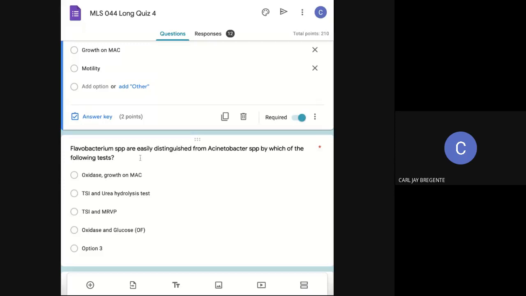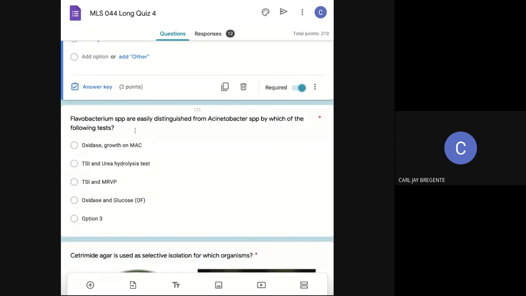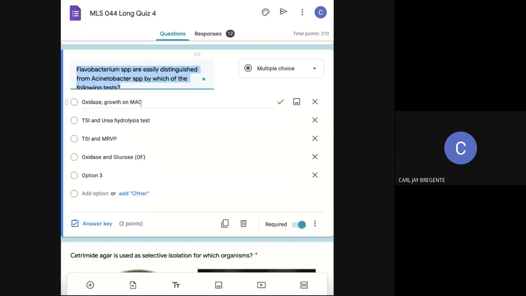Flavobacterium species are usually distinguished from Acinetobacter species by which of the following tests? They have oxidase and growth on MacConkey agar. Flavobacterium and Acinetobacter species usually produce yellow pigment on blood agar plate, and they are non-motile. Acinetobacter species are oxidase negative, while Flavobacterium are oxidase positive. Both of them do not grow on MacConkey agar.